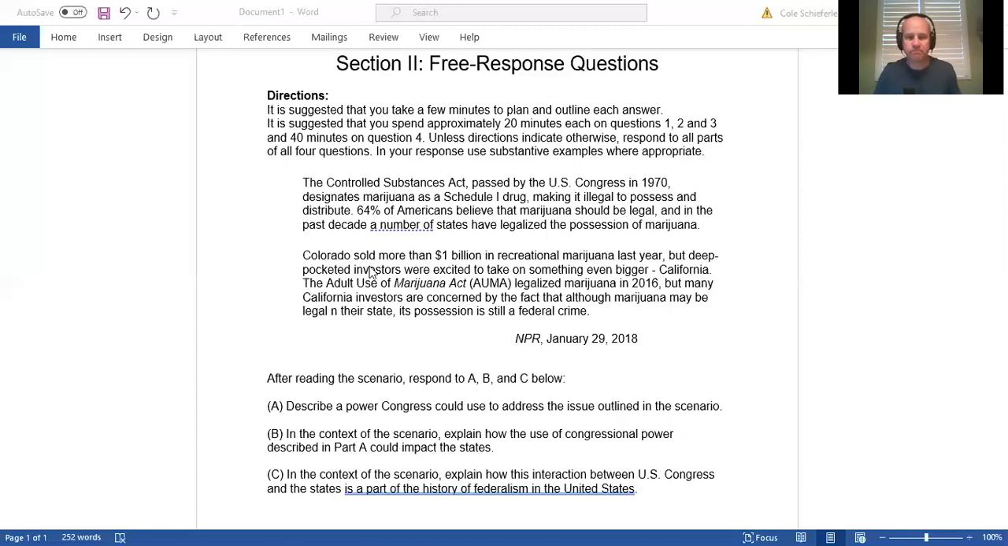So let's read this. The Controlled Substance Act, passed by the U.S. Congress in 1970, designates marijuana as a Schedule I drug, making it illegal to possess and distribute. 64% of Americans believe marijuana should be legal, and in the past decade, a number of states have legalized the possession of marijuana. Colorado sold more than $1 billion in recreational marijuana last year, but deep-pocketed investors were excited to take on something bigger, California. The Adult Use of Marijuana Act legalized marijuana in 2016, but many California investors are concerned by the fact that although marijuana may be legal in their state, its possession is still a federal crime.